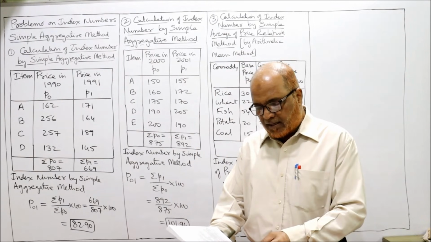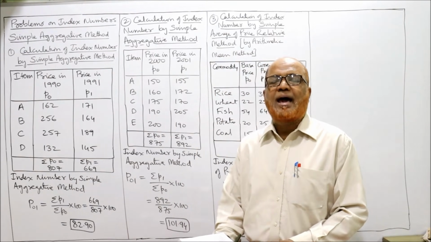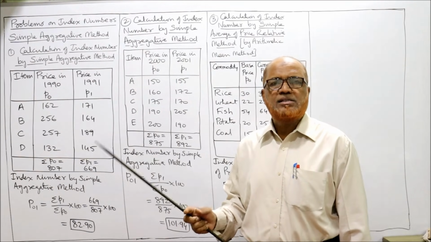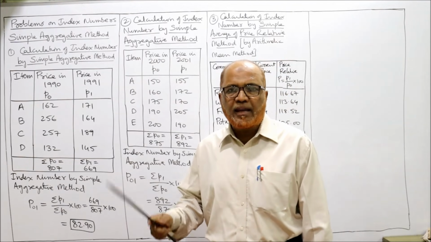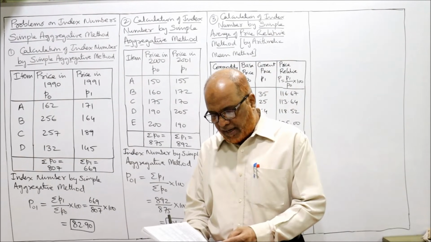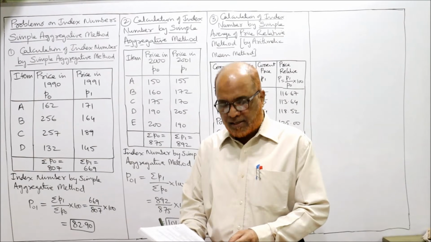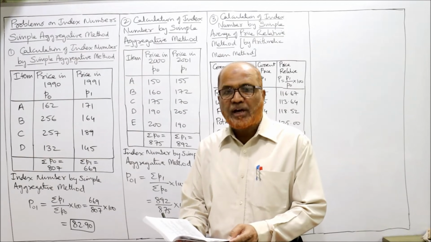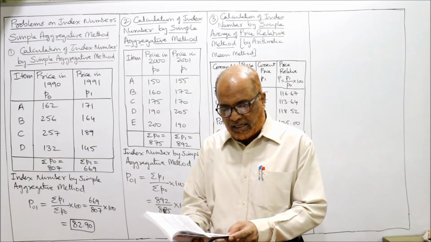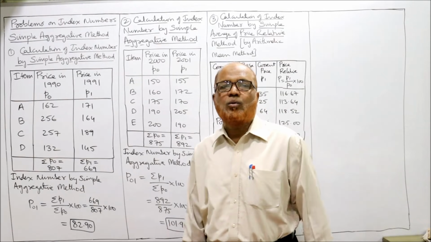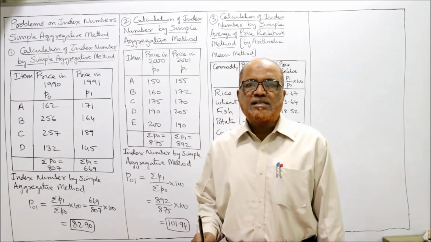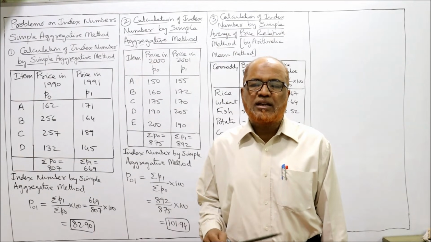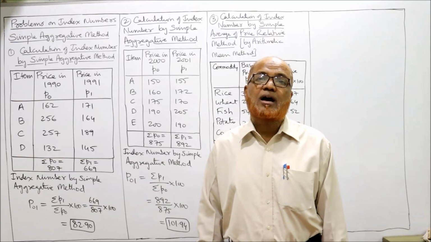From the following data, calculate index number by simple aggregative method. The easiest method of all is the simple aggregative method. Aggregate means total. The simple aggregative method we have to apply and find out the index number. We are given A, B, C, D, 4 items. For each item we are given the price in 1990 and price in 1991. The price in 1990 will be taken as the base year and the price of 1991 will be taken as the current year.